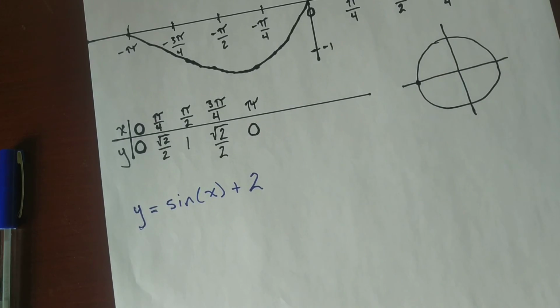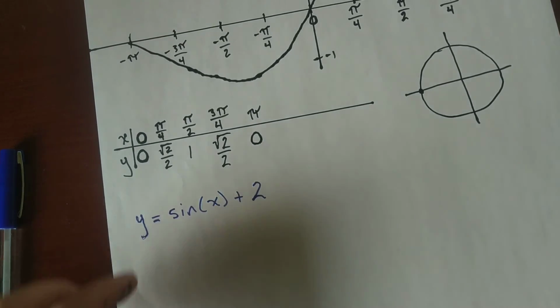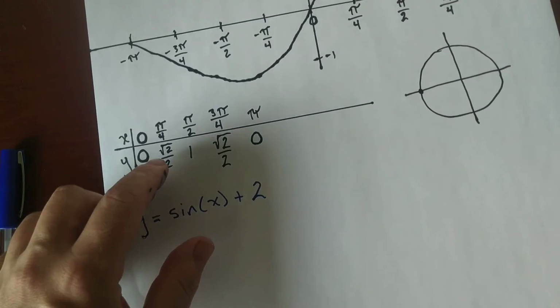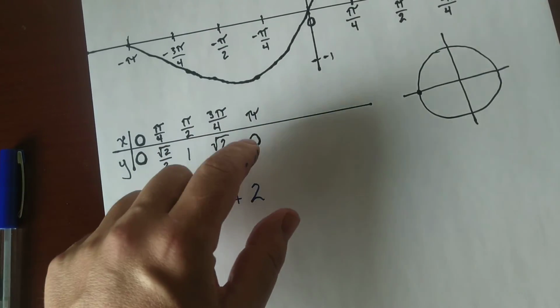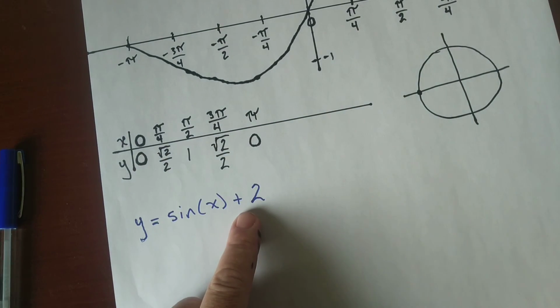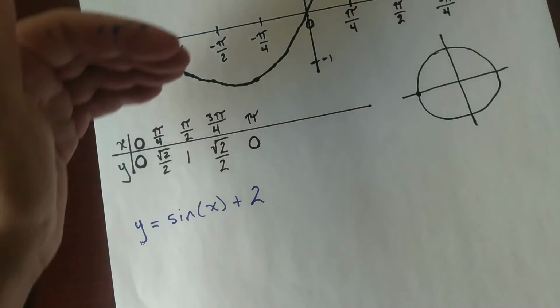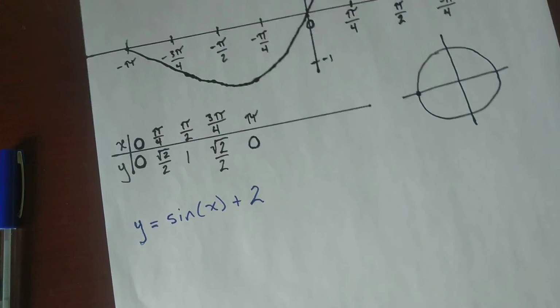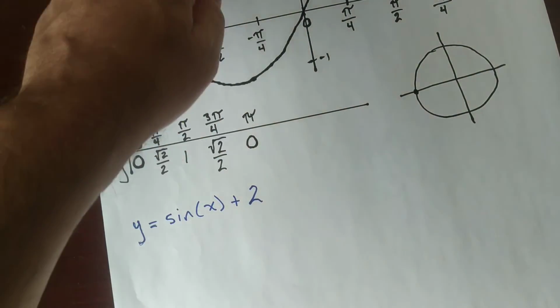So if we do this, this might seem obvious to you, but we're going to add 2 to each one of these y values. So it's going to shift it up 2. So the midline then, right now it's at 0, so the midline is going to be at 2.